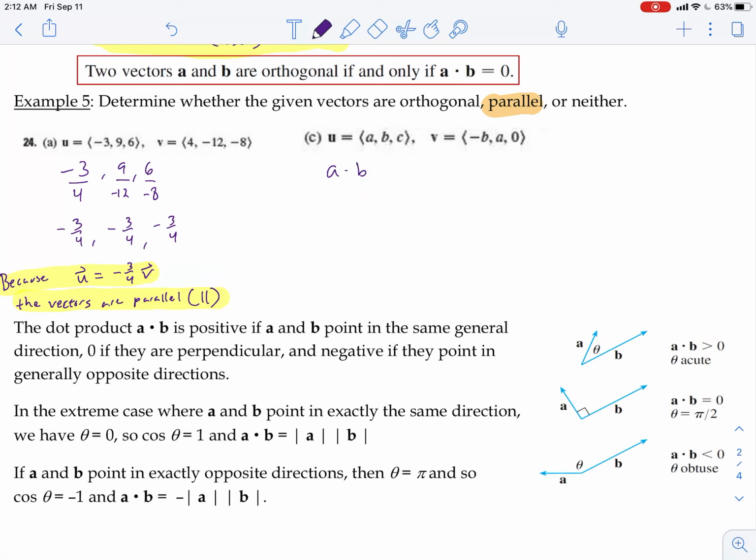So for this one, they're dealing with vectors u and v. So vector u dot vector v, that's going to be equal to a times negative b plus b times a plus c times 0. Negative ab plus ab plus 0 is 0, so therefore the vectors are orthogonal.